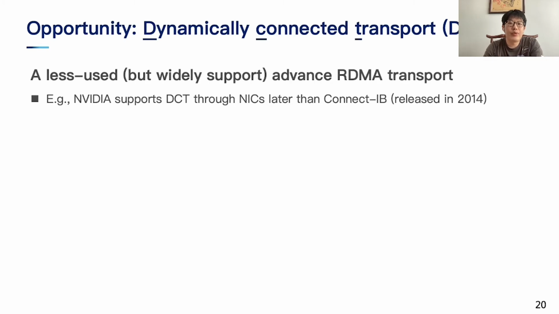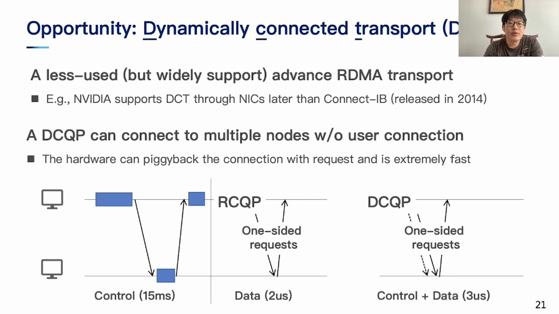To address this issue, we find dynamically connected transport, a less used but widely supported RDMA transport with a connectionless feature, can help. Specifically, a single dynamic connected QP, DCQP, can connect to different nodes without a connection process as a normal RCQP. The hardware will piggyback the connection requests with the RDMA data path request, which is extremely fast. For example, a DC reconnection plus data operation only takes 3 microseconds. Notice that DCQP provides the same semantic as RCQP, which means that it also provides reliability.